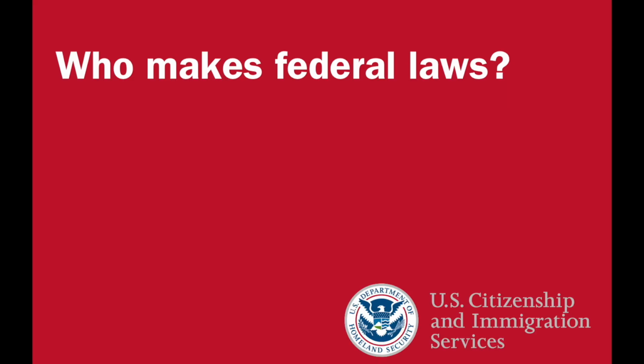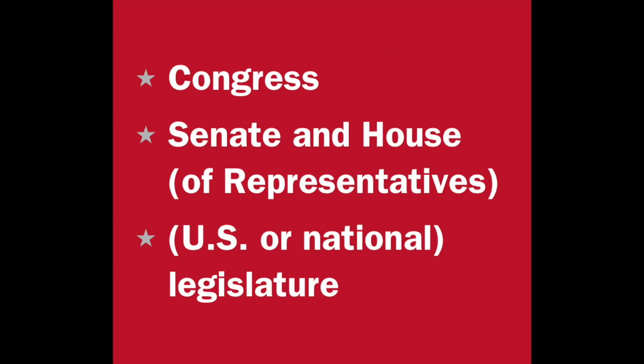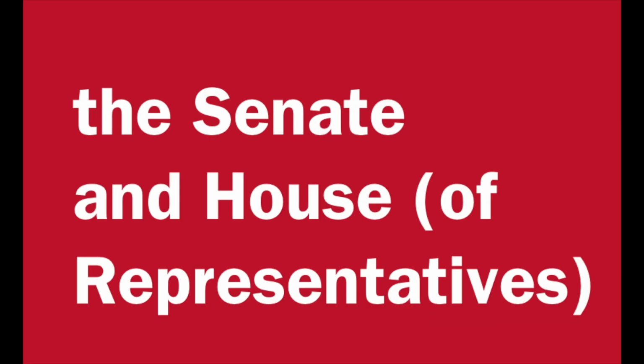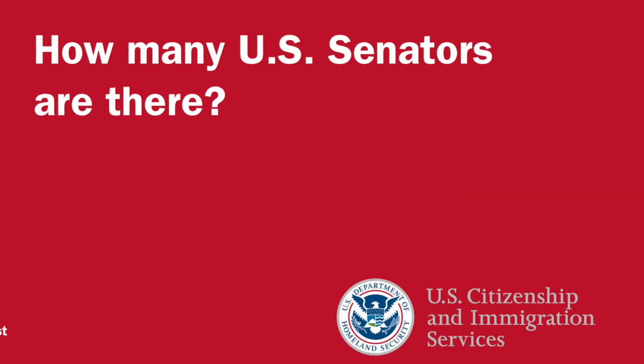Who makes federal laws? Congress, Senate and House of Representatives, U.S. or national legislature. What are the two parts of the U.S. Congress? The Senate and House of Representatives. How many U.S. senators are there? 100.